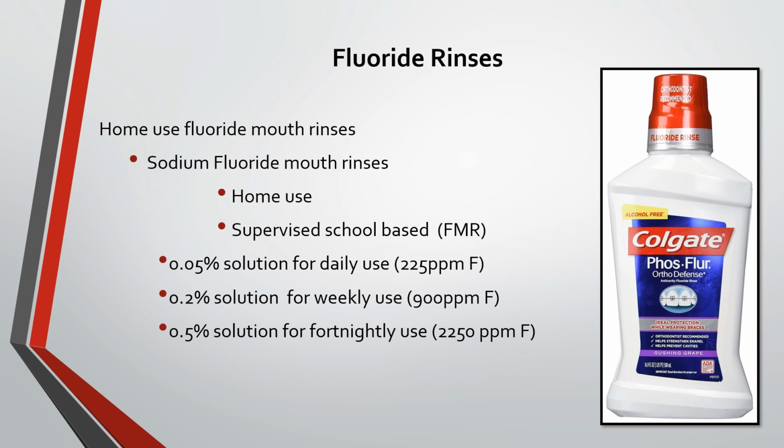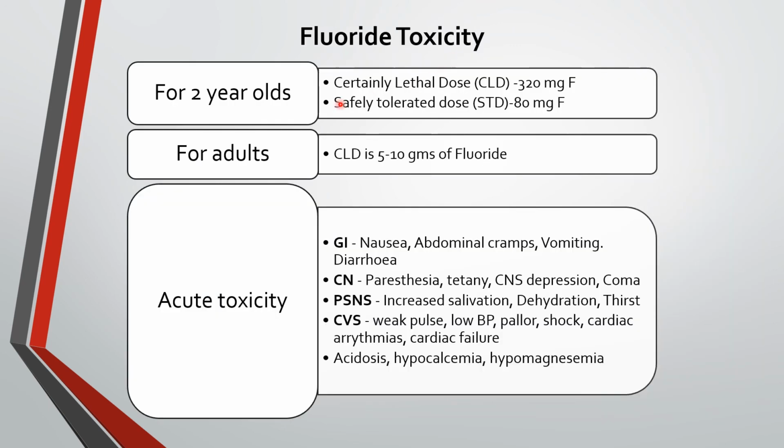So we have looked at fluoridated dentifrices, fluoridated rinses, and fluoridated gels. There is something called the certainly lethal dose and the safely tolerated dose. So make sure whatever the child is having is always less than the doses that have been recommended with fluoride use. For an adult this is the dose, and these are the signs of acute toxicity. It is very unlikely to happen because the amount of fluoride that the person has to ingest is quite large, and fluoridated toothpastes are available in sizes such that even if the child eats up the whole toothpaste, fluoride toxicity is less likely to happen.